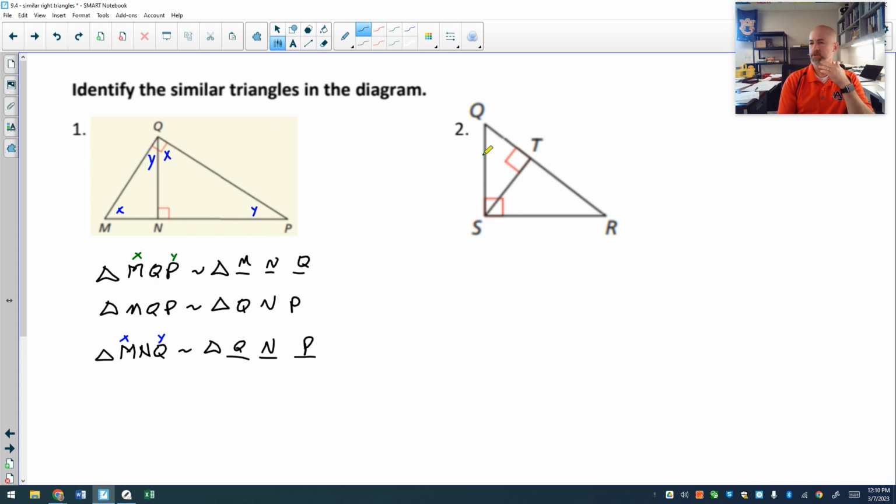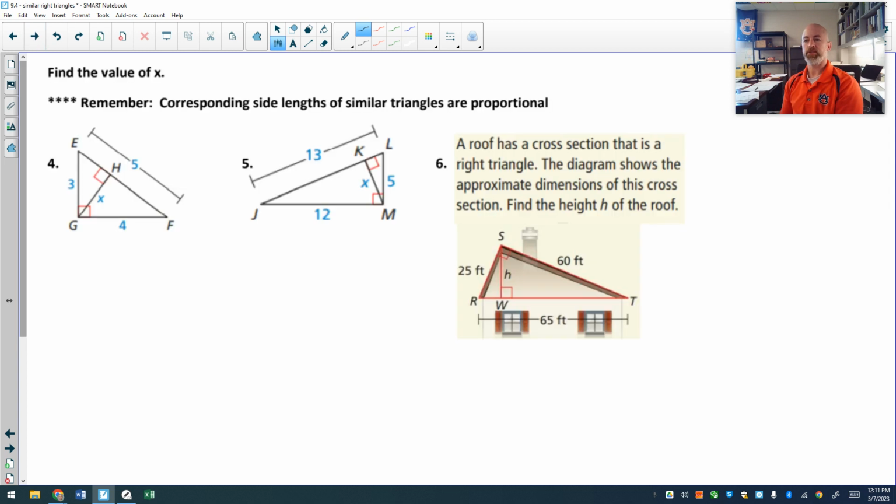I don't think I'm going to do number two. Number two works out very similarly, and I think we did that one in class anyway, so you can go back to the notes from Friday to check that out.